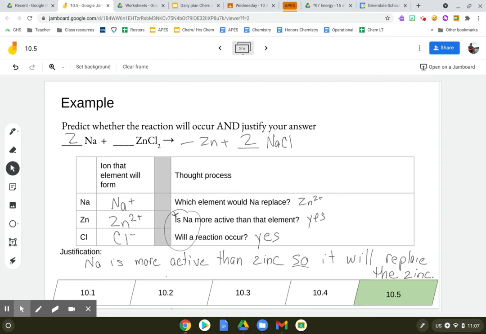When I'm looking at these two, I'm always looking at whether the element will replace the thing in the compound. So I'm looking at the sodium, and I have to think about whether the sodium is going to replace the zinc or the chloride. Well, it's going to replace the zinc because they're both positively charged. So that's what I'm going to compare it to. I'm going to compare the element to the thing with the same positive or negative charge in the compound. So I'm comparing the sodium with the zinc.